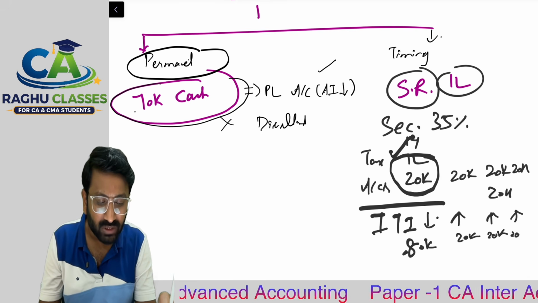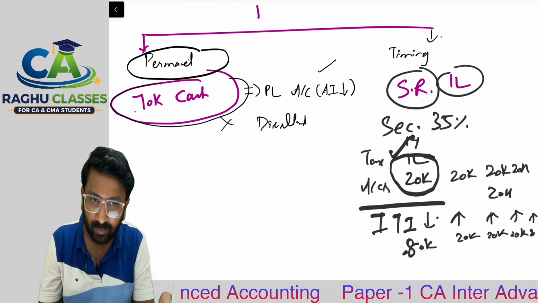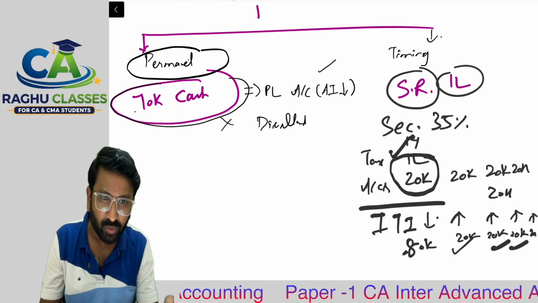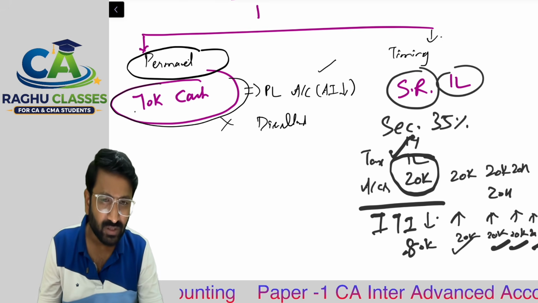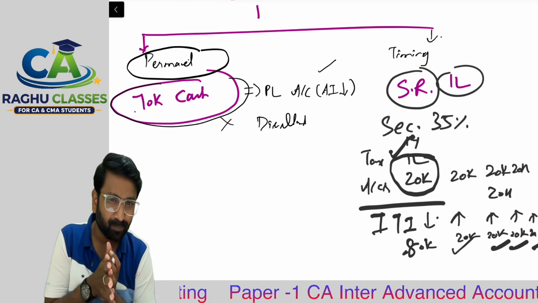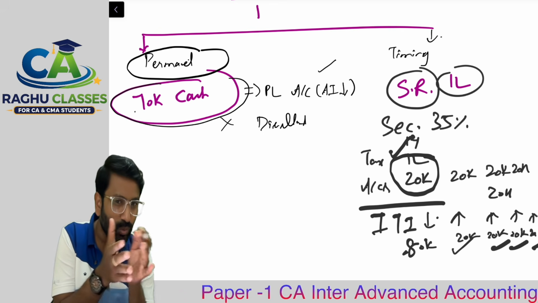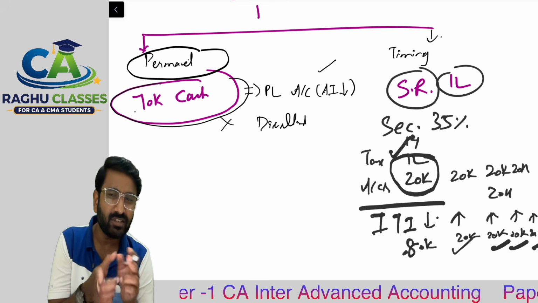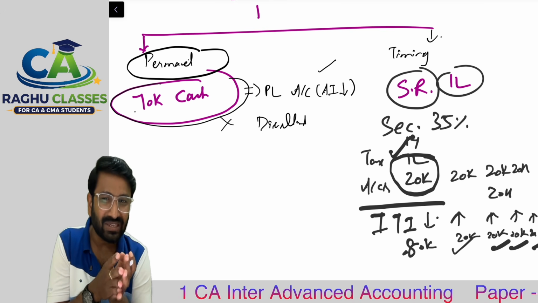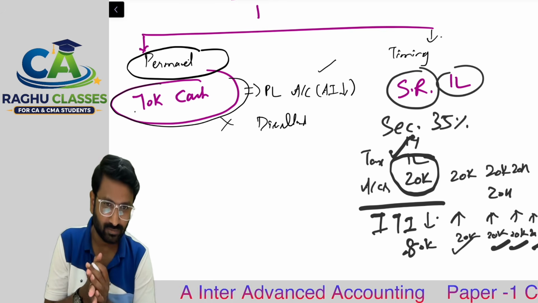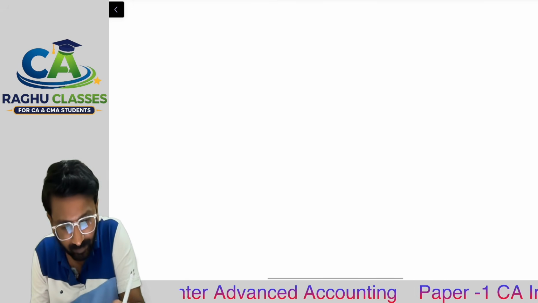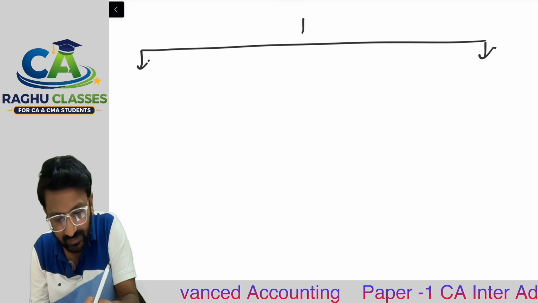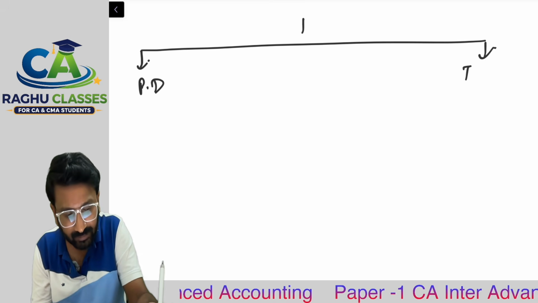Which means whatever difference has arisen in year number one is getting reversed in year number two, year number three, year number four, and year number five. Which means a timing difference arises when expenses are allowed in accounts and also in taxation, but in different periods of time. But in case of permanent difference, the expense is allowed either in accounts or only in tax. So now to understand, AS 22 defines both the differences, permanent difference and timing difference.